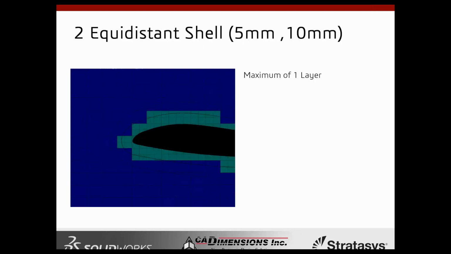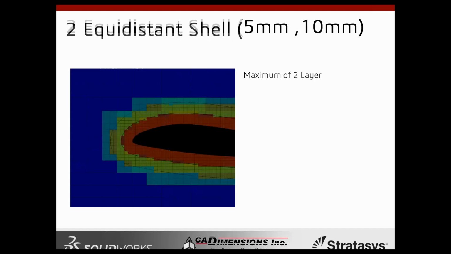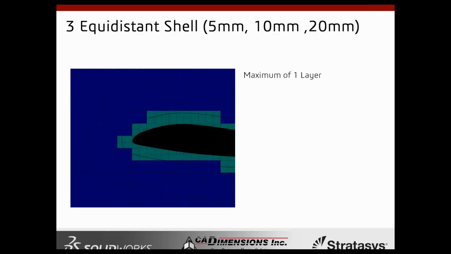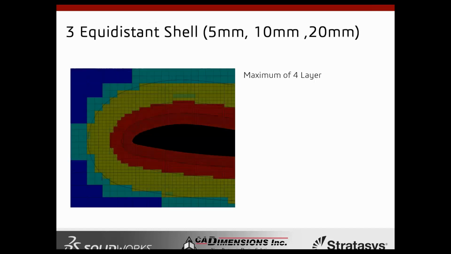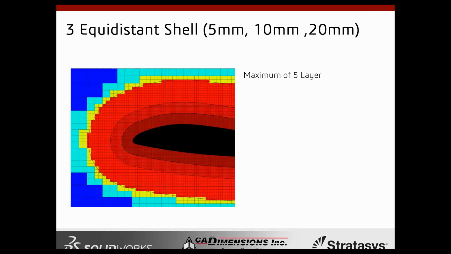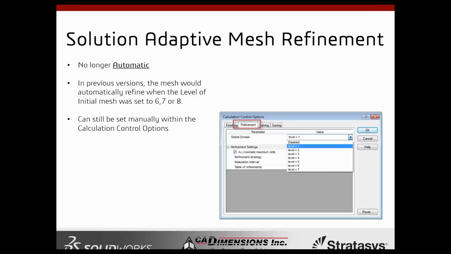So 2 equidistant, so now I have 5 millimeters and 10 millimeters, so 5, and 10. And you can see so on and so forth here. So this will be, I think, a really good technique to find convergence. Once you've set up your meshing, you can add layers and add some different equidistant shells and see how your results are converging. Great way to set up some refinement. So this is big news for us.